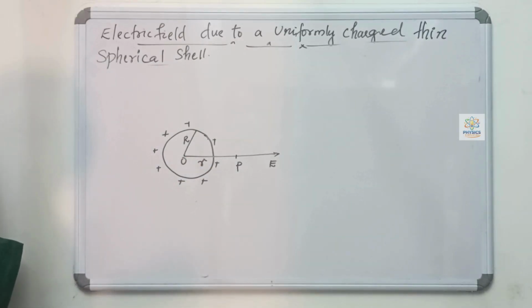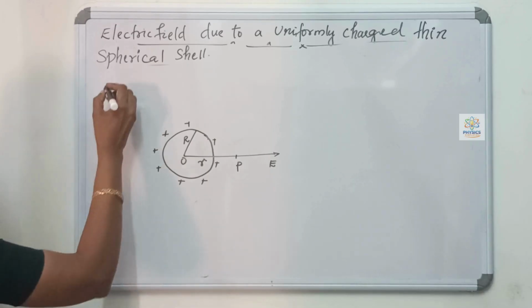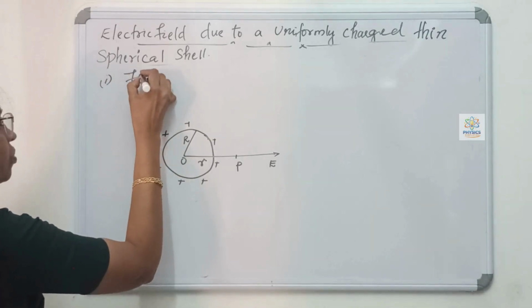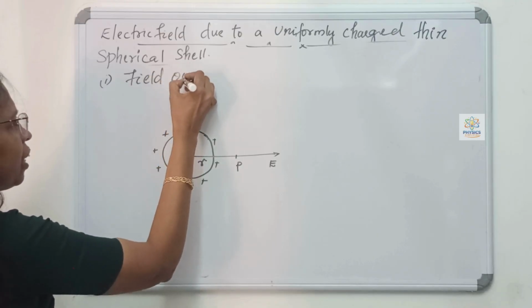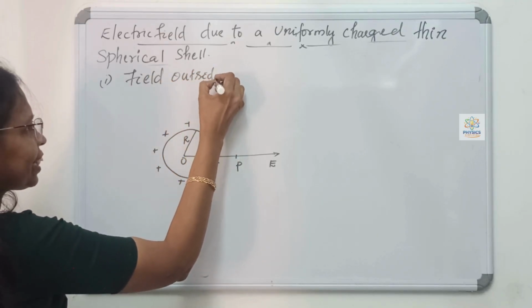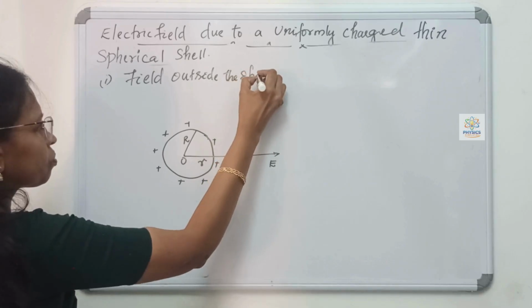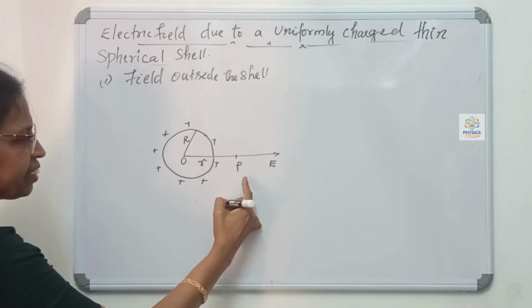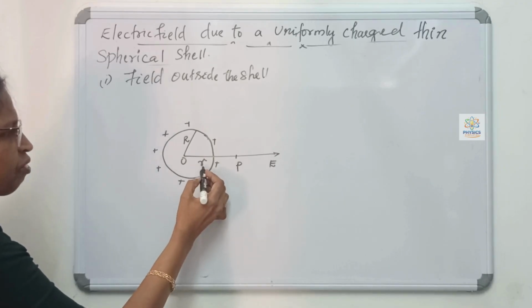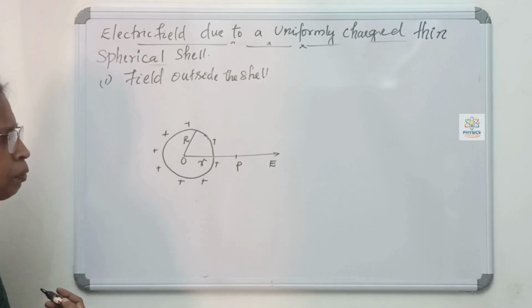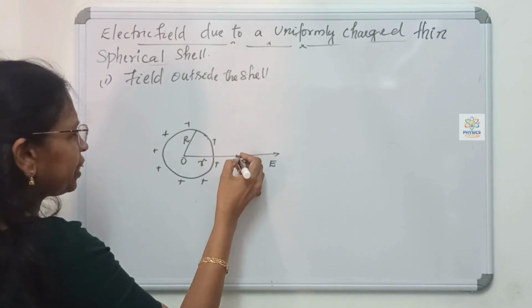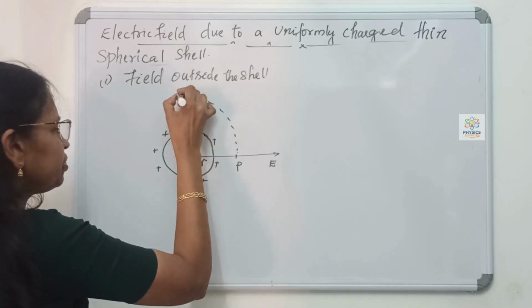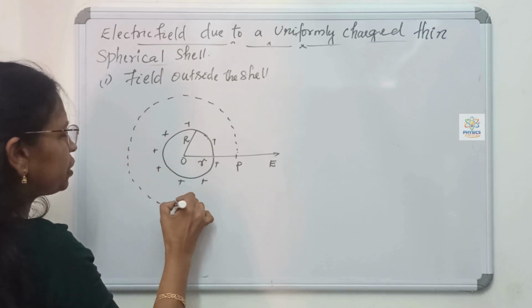Here we are going to discuss three different cases. The first case is field outside the shell. So here we have to consider the point P outside the shell at a distance r from the center of the spherical shell. To study Gauss's theorem, we have to just imagine a Gaussian surface.